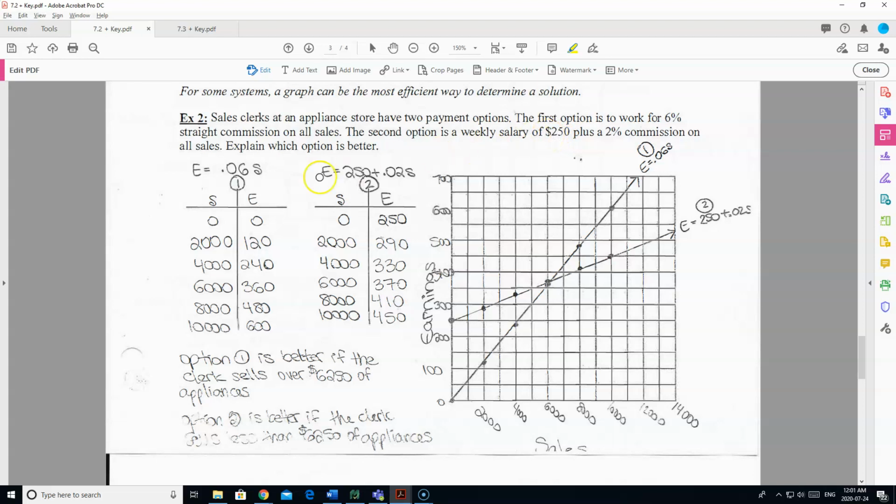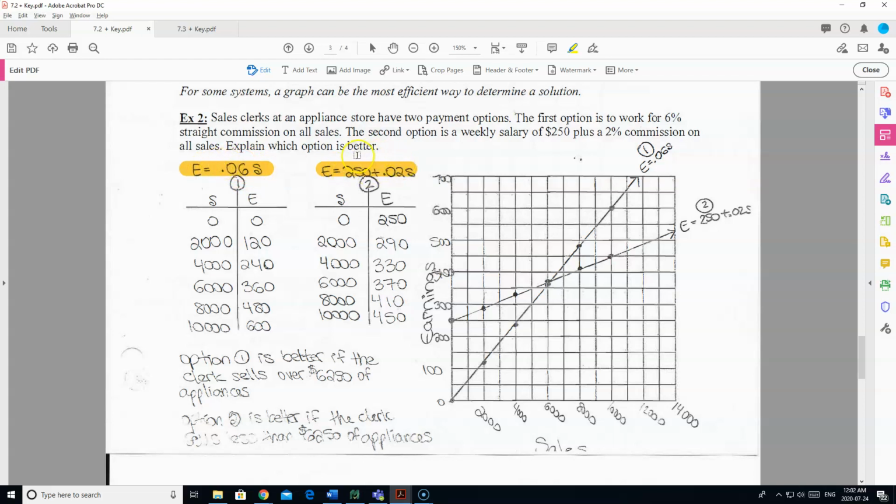So these equations, well, here are the two equations. There's one here and there's one over here. And how did they come up with these equations? This is for the straight commission, right? E stands for earnings, S stands for sales. So how much they earn is going to be 0.06, because we took the percentage and made it into a decimal by dividing by 100, times S. So 0.06 times how much they sell is how much they make in commission.